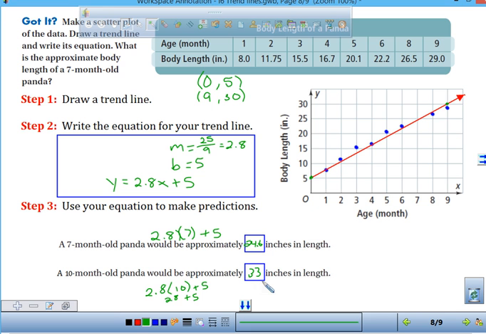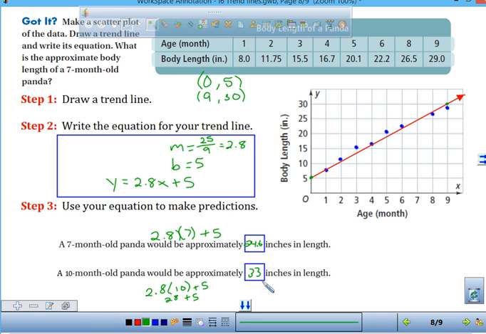Before you close it up, one last thing. What if I ask you, how old would a 30-inch panda be? What did I just give you? I gave you 30 inches. What is that? That would be the length, right? The length. So I'm going to put 30 in for y, and I'm going to solve for x. How would I solve for x?